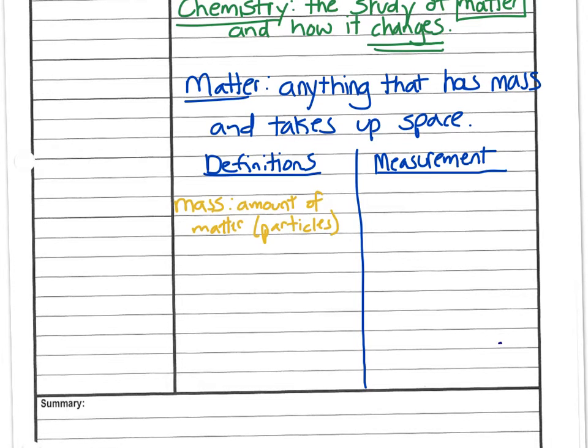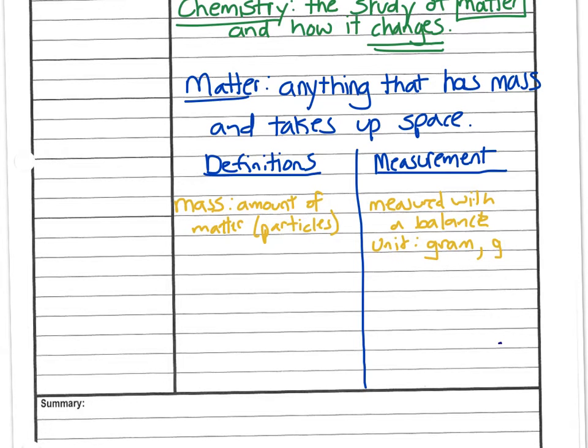So mass is the amount of matter, and what we're talking about is really particles. And when we measure mass, we use a balance, and our balances are electronic. You may have seen a triple beam balance in middle school. It's been a long time since you probably used one of those. The digital balances are quite a bit more reliable as long as they're calibrated appropriately, giving you the measure of mass.